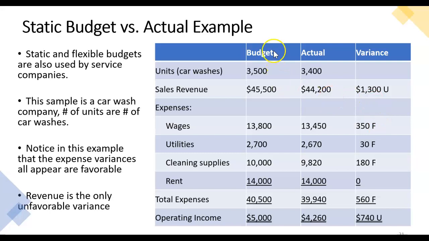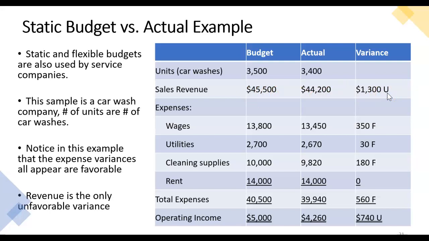So in this example, again, we've got our budget column here, our actual results, and then our variances, our differences. How did we perform? Did we perform better, which would be a favorable variance, or did we perform worse than the budget, which would be an unfavorable variance? So if you look at this here, we had budgeted or planned that we were going to wash 3,500 cars. We only washed 3,400 cars, so we performed less than the budget. So our revenue for those 3,400 cars that we washed, we collected 44,200. So our actual revenue. And you can see that that's $1,300 less than what we should have done. So we have an unfavorable variance.